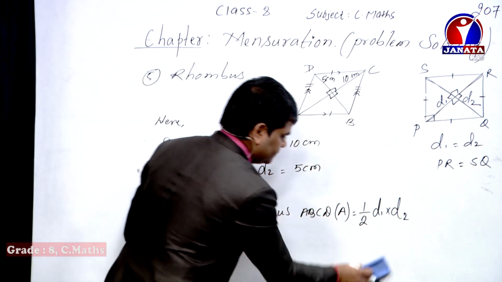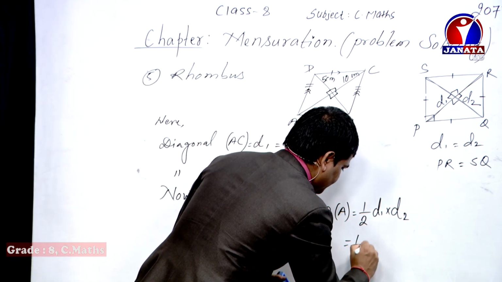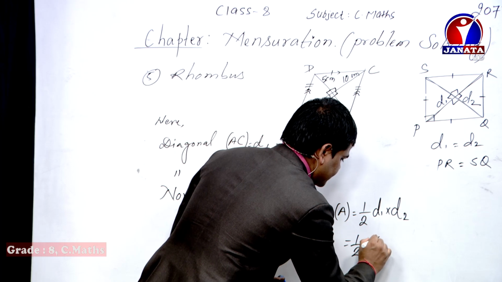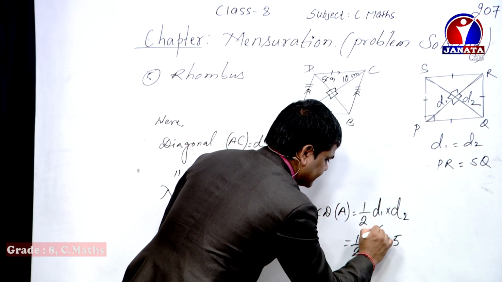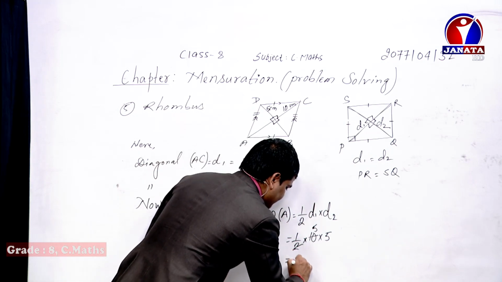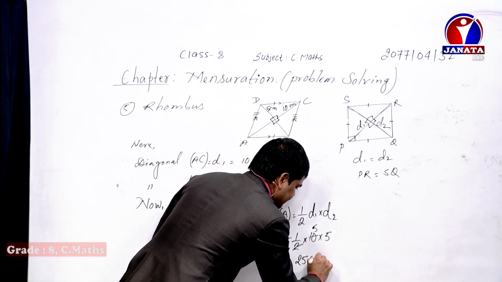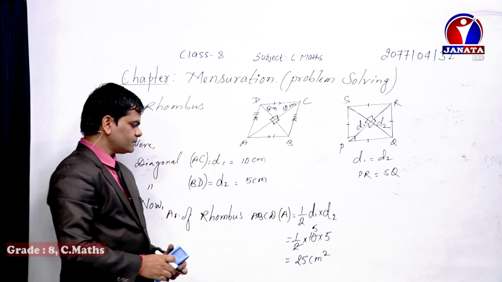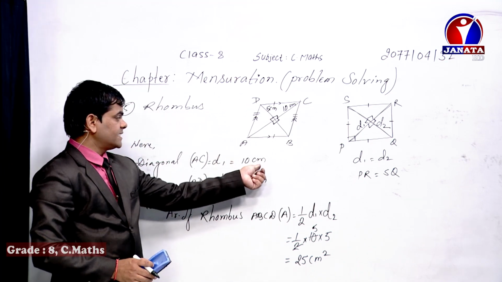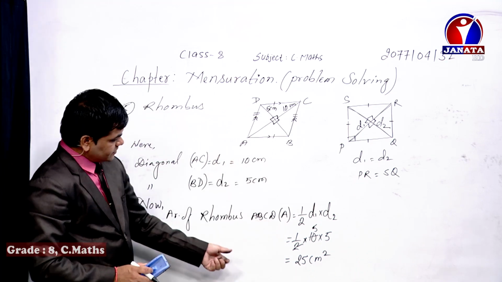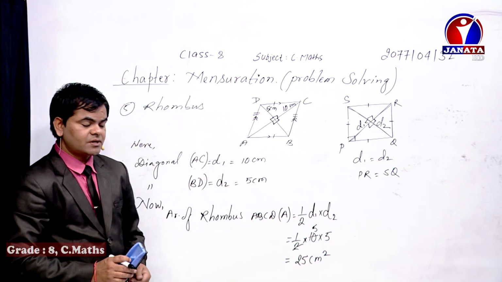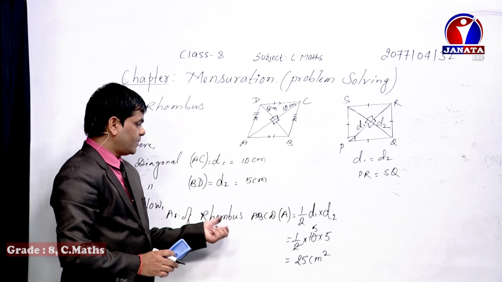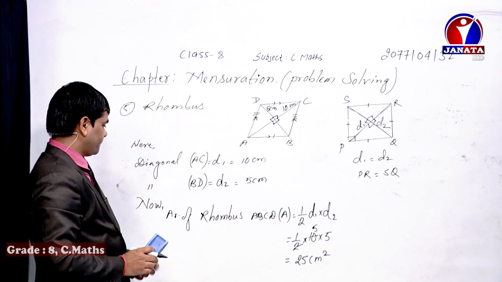1 by 2 d1 equals 10 centimeter and d2 is given as 5 centimeter. So 2 and 5 cancel, numerator and denominator, remain 25, 5 5s are 25 centimeter square. Because the unit is mentioned as centimeter, as it is to find the area, the unit remains as centimeter square. So this is the way of finding out the area of rhombus.